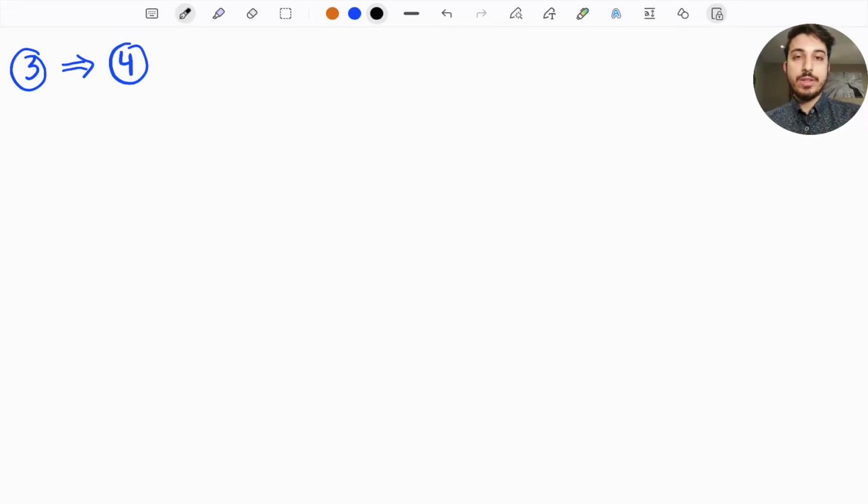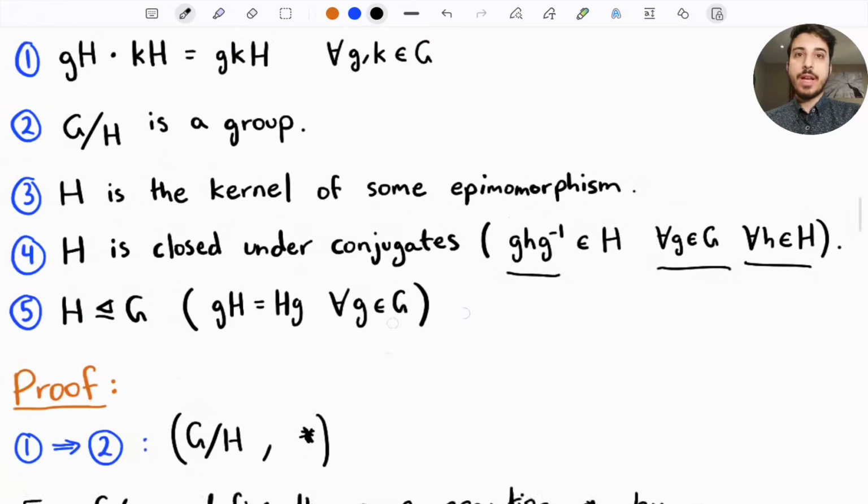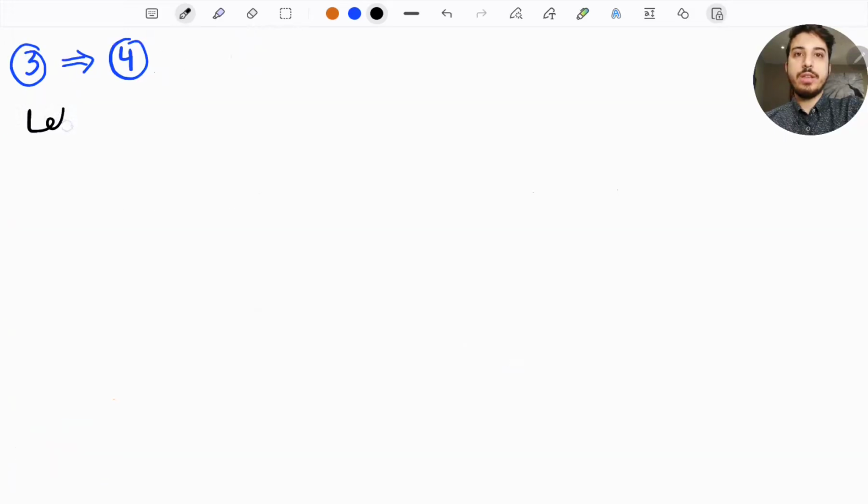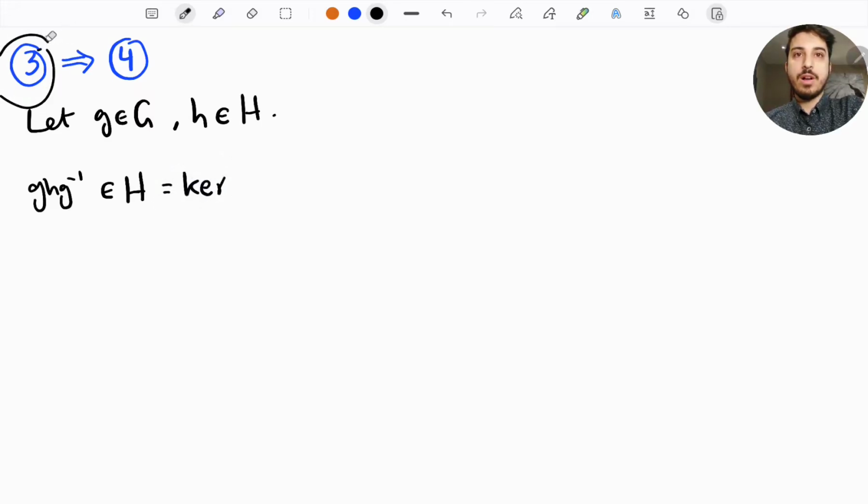3 was that H is the kernel of some epimorphism. And in 4, we want to say that H is closed under conjugates, which means that this statement is true. So we need to let G be some element in G and H be some element in H, and we want to prove this is true. Let G be in G and H be in the subgroup H. We have that GHG inverse is an element in H, which, by the way, is the kernel, as we have proven now, of the epimorphism psi.